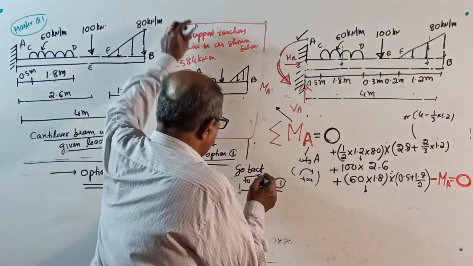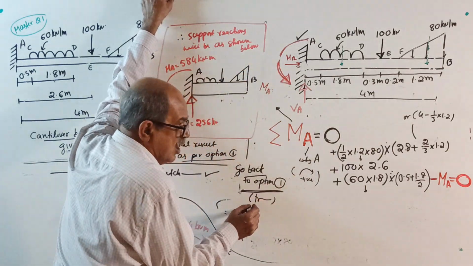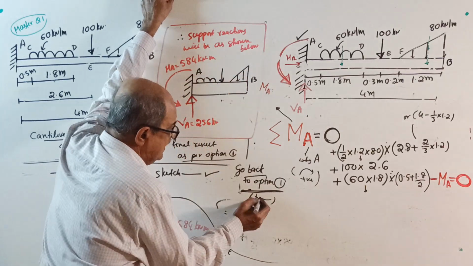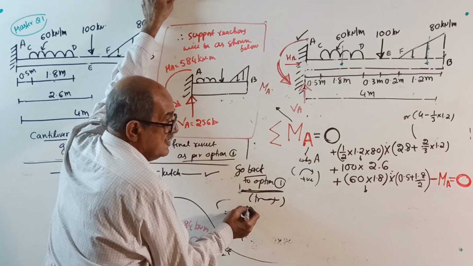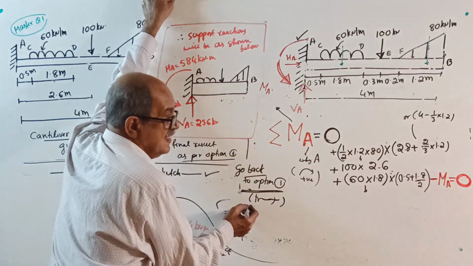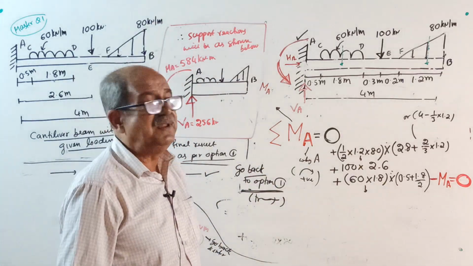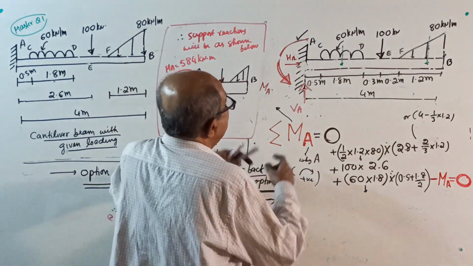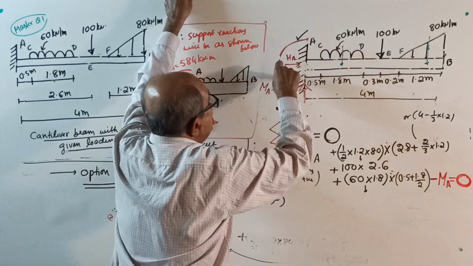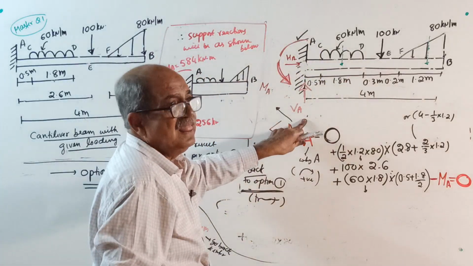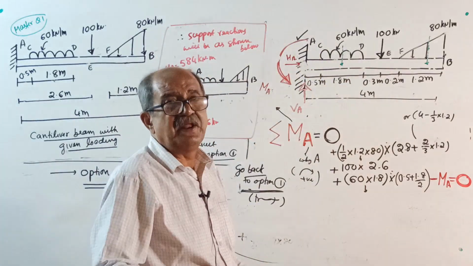See, go back to option 1, not option 2. This is for option 1, the traditional solution. That is not the shortcut. Option 1 is by the basic conditions of equilibrium. See, in the sketch I wrote VA, MA, HA like this. Then first I wrote sigma H equals 0, not required now.